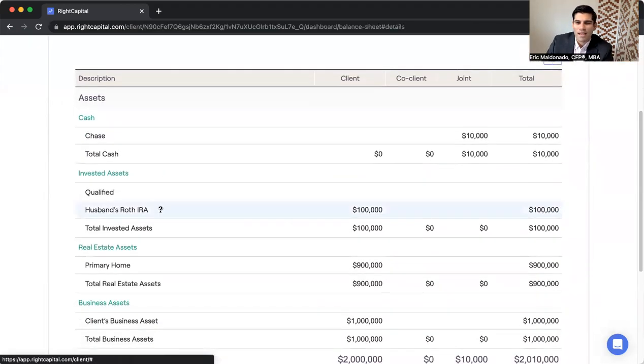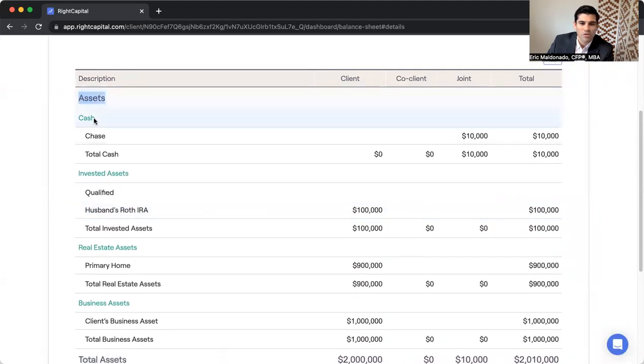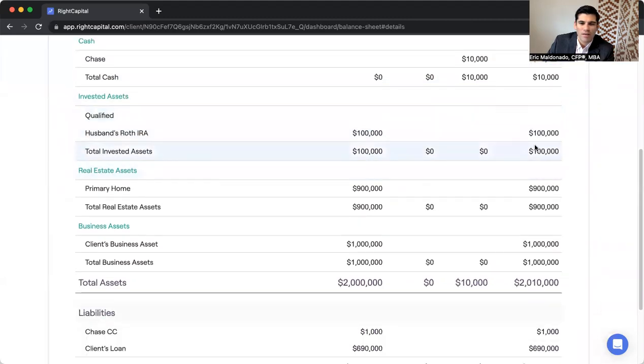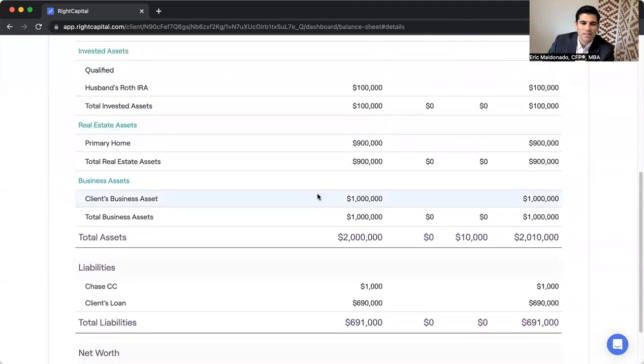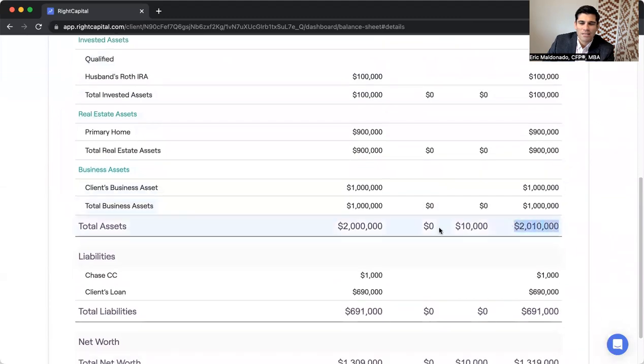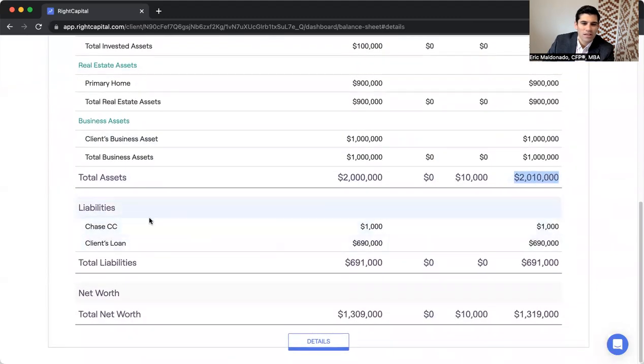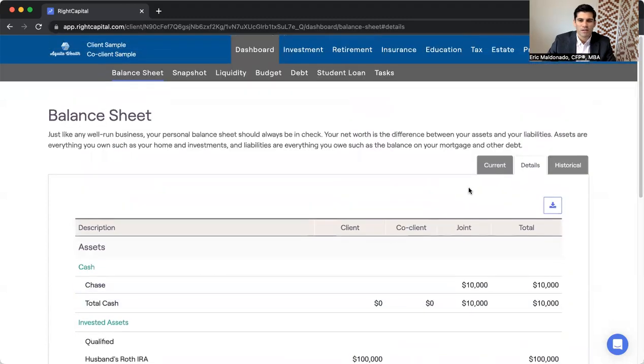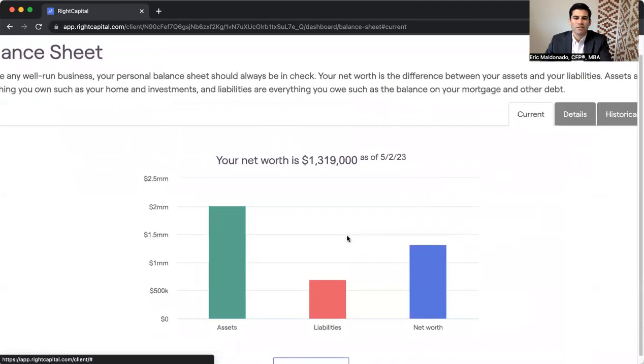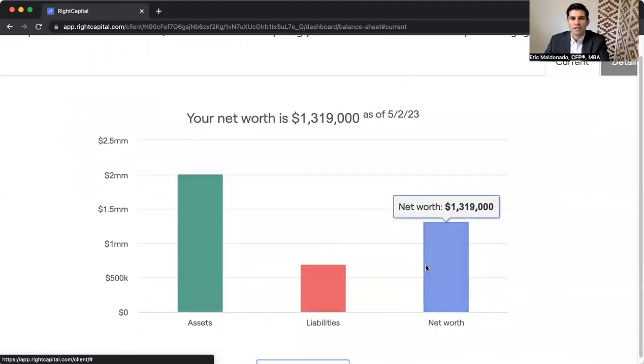And here's more like a traditional way of viewing it, in report mode. Assets up top shows your cash, who owns it, which spouse, which partner, or whether it's jointly owned. We have the Roth IRA, real estate investments, business. So total assets, $2,010,000, and then some liabilities. We have our credit card and our mortgage, and then net worth at the end here, 1.3 million. And then it shows graphically the difference of assets minus liabilities equals net worth.